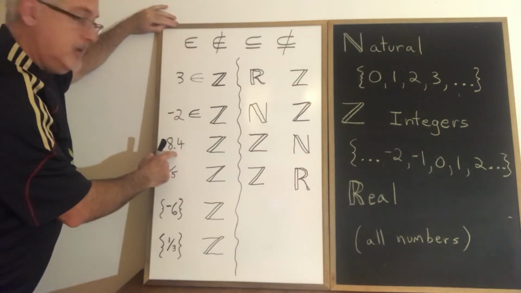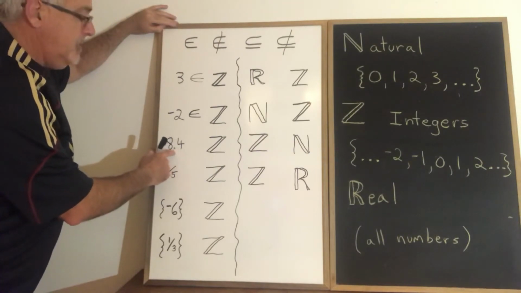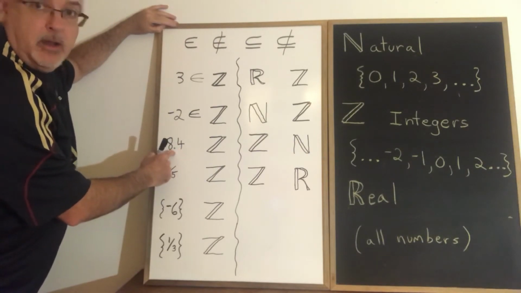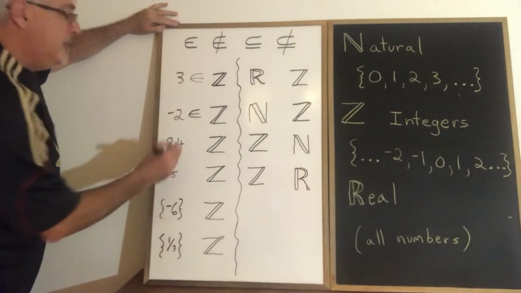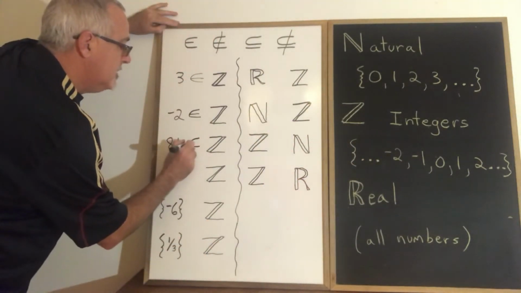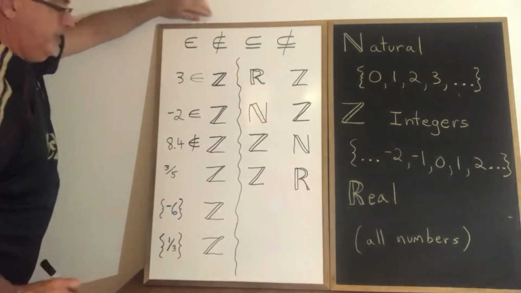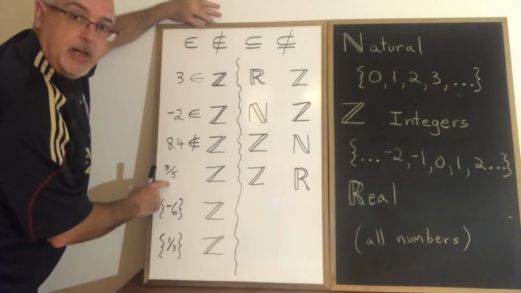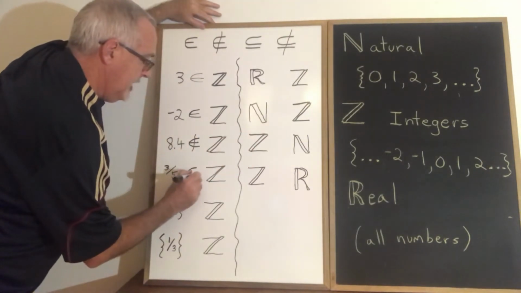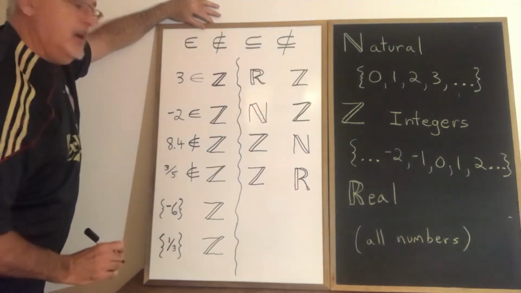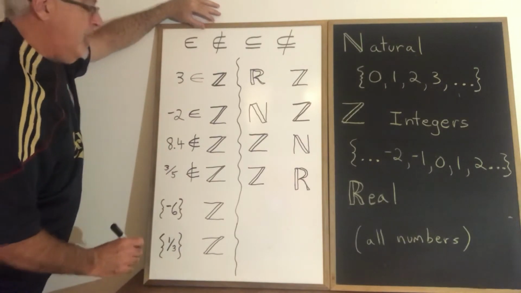8.4 though is not an integer because 8.4 is a decimal in between 8 and 9. It's not a whole number, and integers only includes whole numbers. So I'm using the is not an element of symbol. And 3/5 is a fraction in between 0 and 1. It's not an integer, so I'm using that symbol again. 3/5 is not an element of integers.